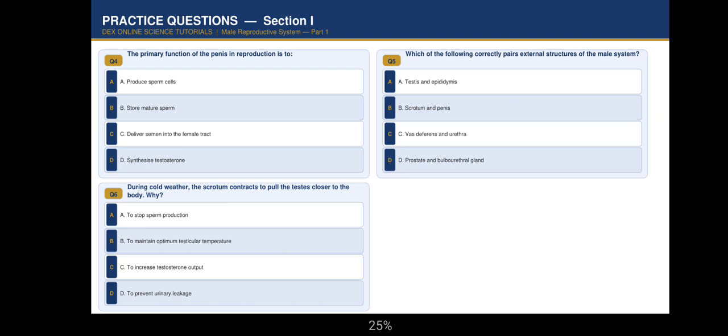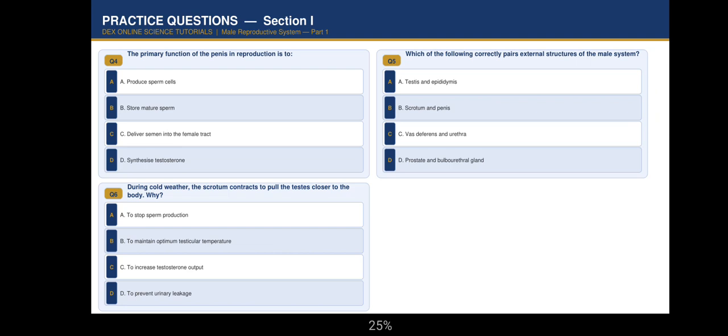That's the function. Now question number 5: which of the following correctly pairs external structures of the male reproductive system? A, testis and epididymis. B, scrotum and penis. C, vas deferens and urethra. D, prostate and bulbourethral gland. The correct answer, of course, is scrotum and penis, option B.